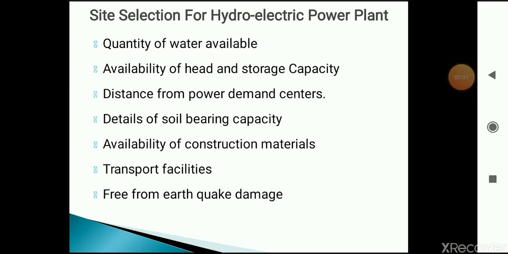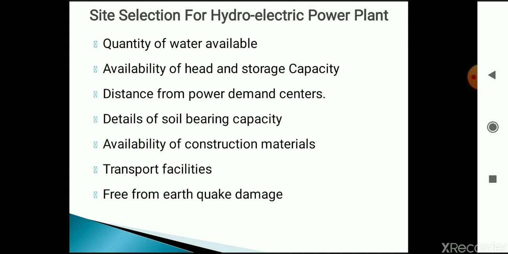There are some important points which should be considered while installing a hydroelectric power plant. Hydroelectric power plant is completely dependent on natural water, that is rainwater. That's why this plant should be located in a heavy rainfall site. So there are some important points which should be considered while installing it.